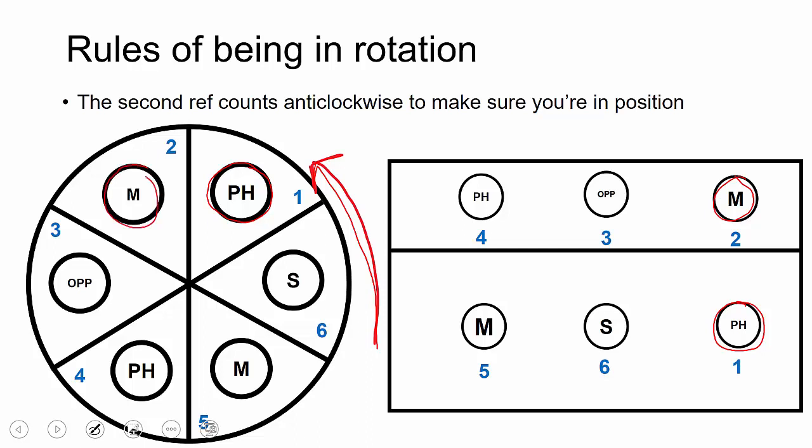That's the middle there. Who's in position three is the opposite. The opposite's here. Position four is a pass hitter. Position five is the middle. Position six is the setter. Okay, that's before the serve.